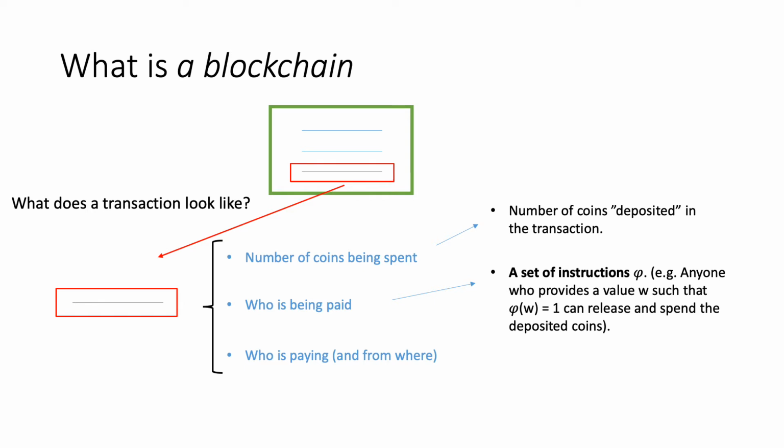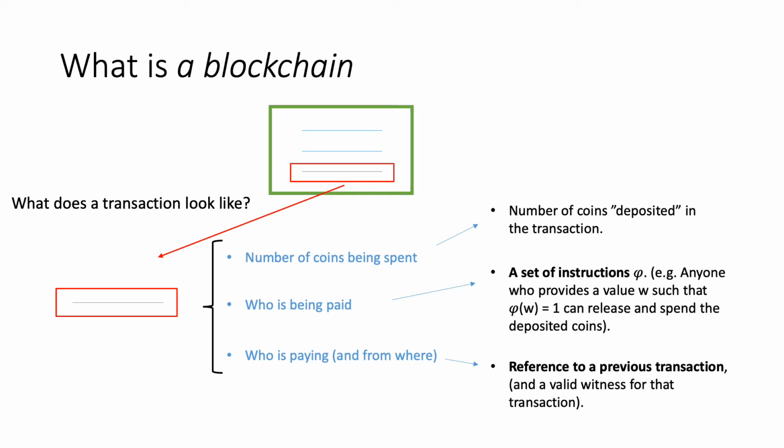And finally, the user who is paying, so Alice, and where the coins are coming from, is specified by referencing a previous transaction. And on top of referencing this previous transaction, the user Alice also has to attach a witness that releases the coins in that previous transaction.